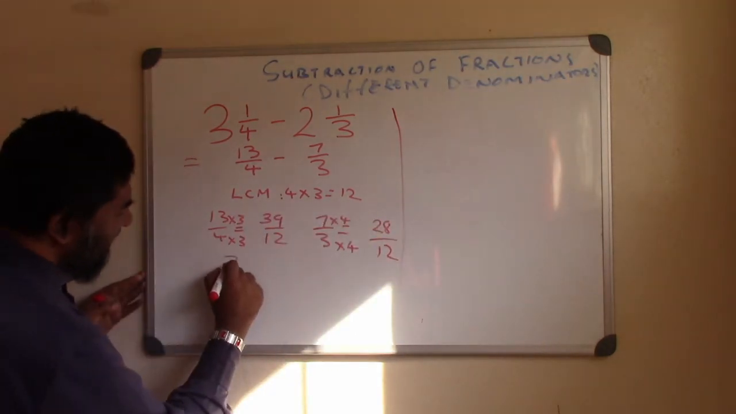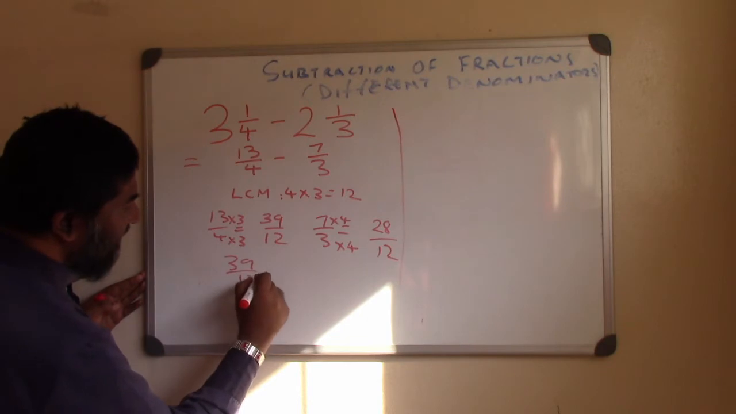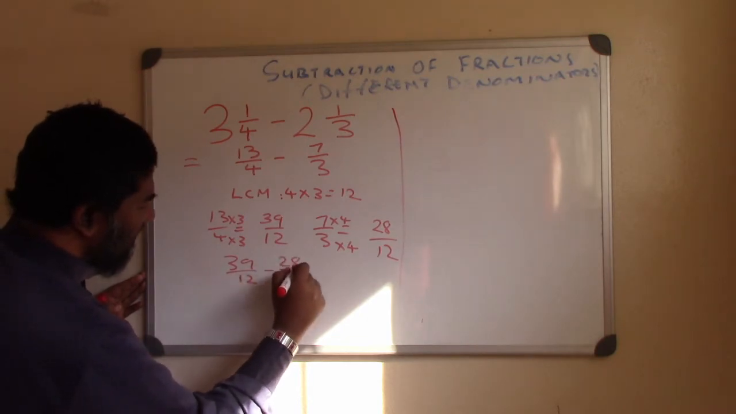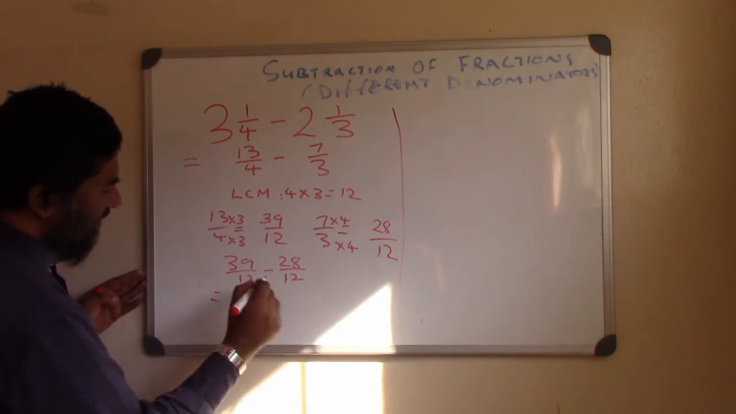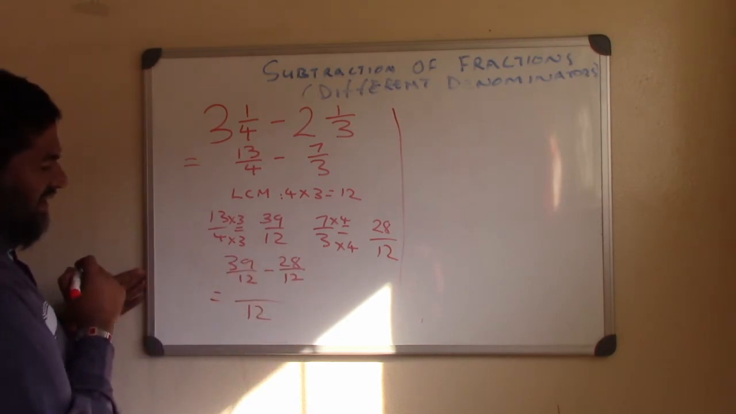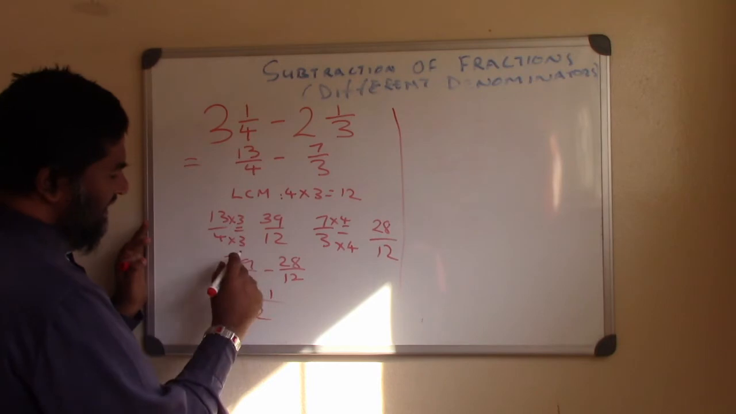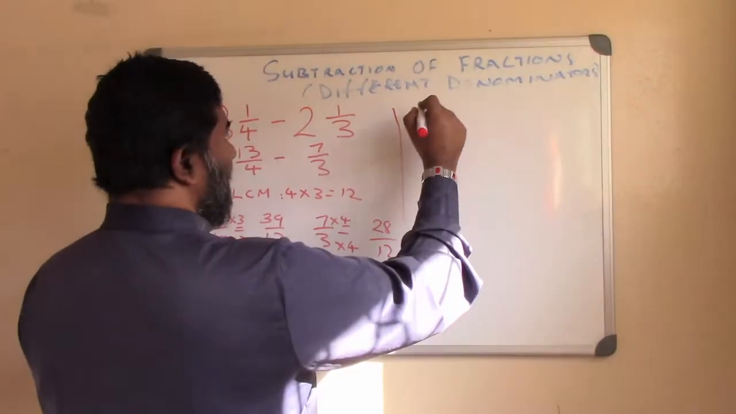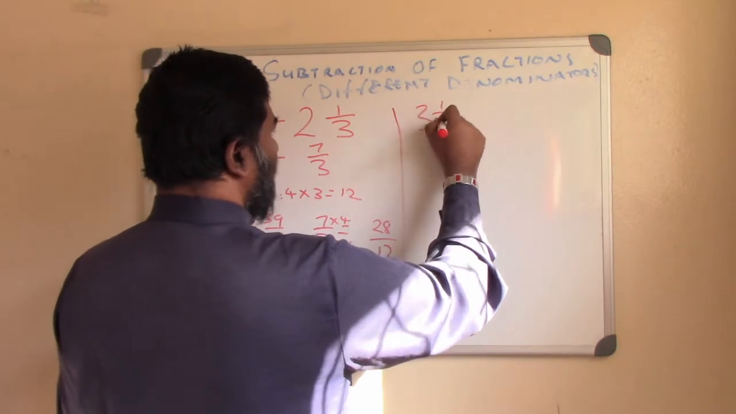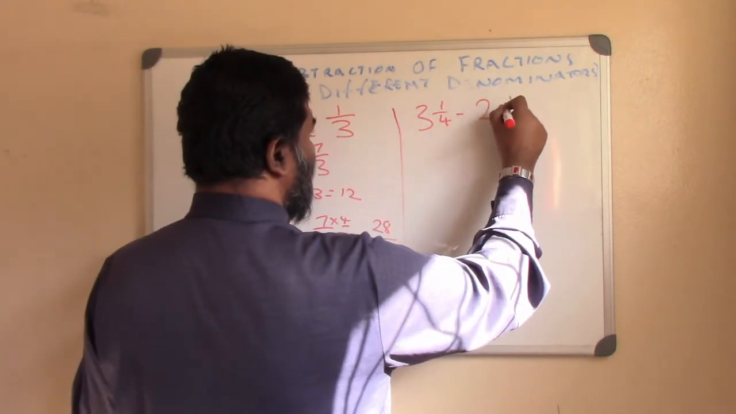Now I'll say 39 over 12 minus 28 over 12. Because my denominators are the same, I put it down. 39 minus 28: 9 minus 8 is 1, 3 minus 2, that gives me 11 over 12. 3 1/4 minus 2 and 1/3.